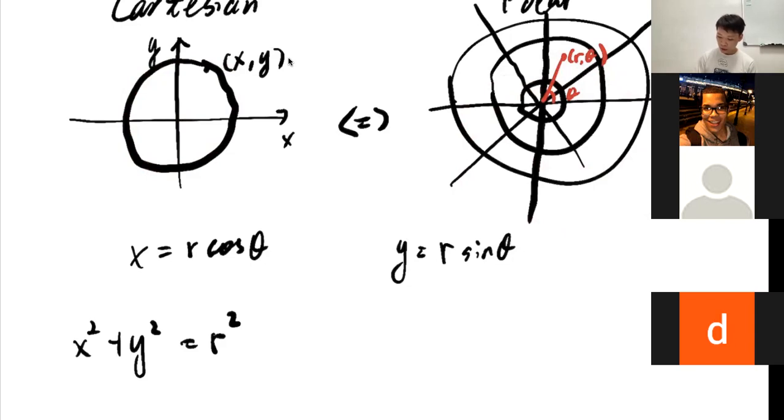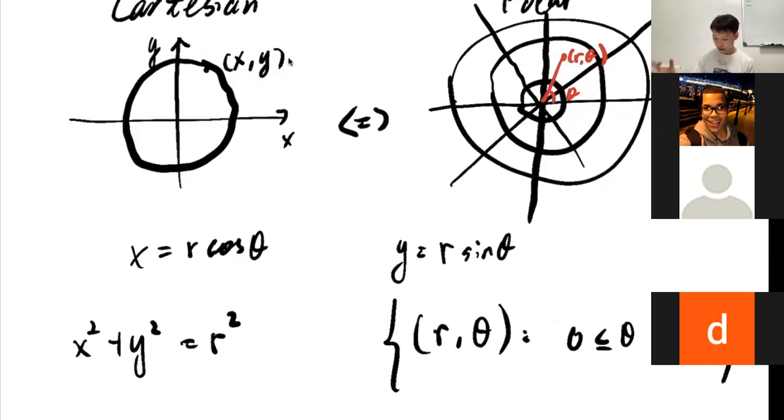All the points just have a fixed radius with different theta. So the point would be just r, theta, where theta goes from 0 to 2 pi. That's much easier to visualize and much easier to sum up.